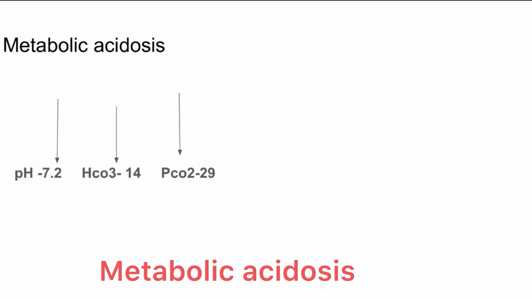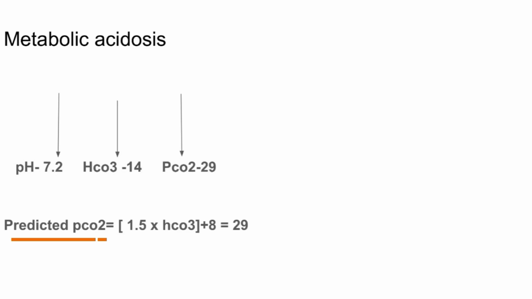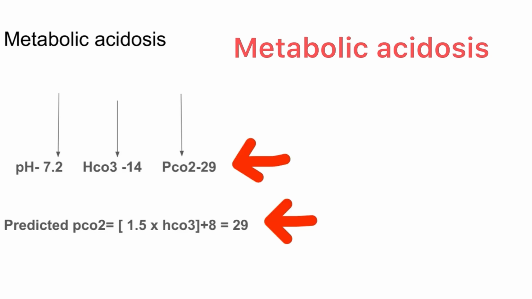To assess this, we use the formula I mentioned earlier in part 1 to calculate the expected fall in PaCO2 in this particular ABG. The expected PaCO2 will be 1.5 times bicarbonate plus 8. If the measured PaCO2 matches the expected value, then the patient has only metabolic acidosis, as the PaCO2 fall is consistent with expected compensation. So here it is 29, which is what we expected. So the patient has only metabolic acidosis.